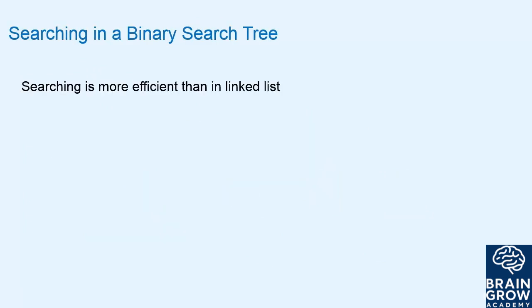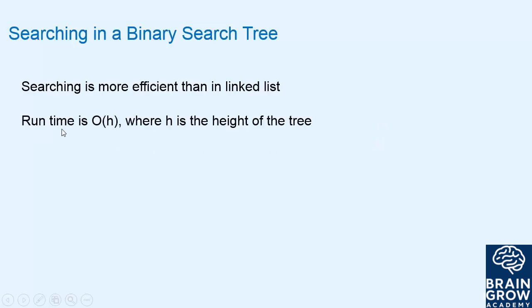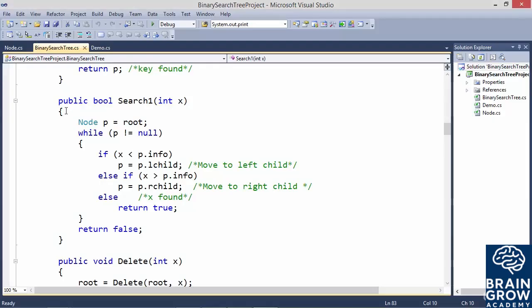Now searching in a binary search tree is more efficient than searching in a linked list, because in a linked list we had to sequentially search all the nodes, while here we have to traverse only a branch of the tree. So here the runtime for searching is order of h, where h is the height of the tree.